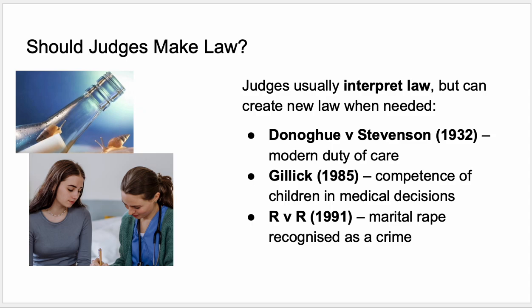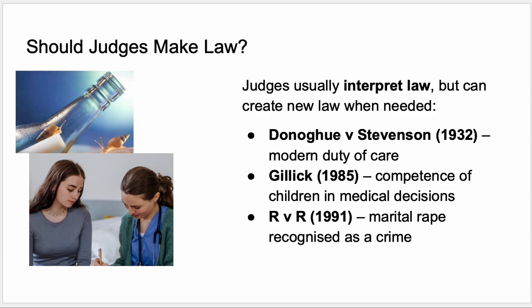Judges developed it. Next, we've got Gillick from 1985, and this is where we get the phrase Gillick competence from. Now, this was a case where the court had to decide whether a child under 16 could consent to medical treatment without their parents' consent. So Parliament hadn't really set clear rules on that. And so judges created the idea of what we call Gillick competence, which basically means that a child can make decisions if they fully understand what's involved.